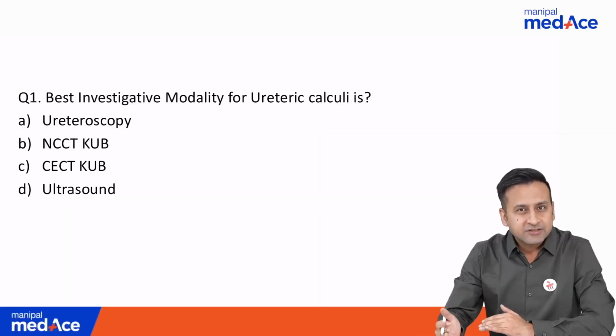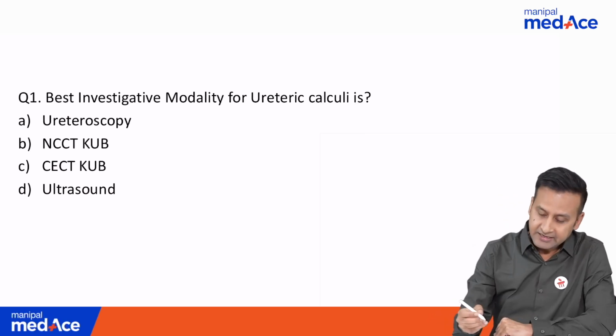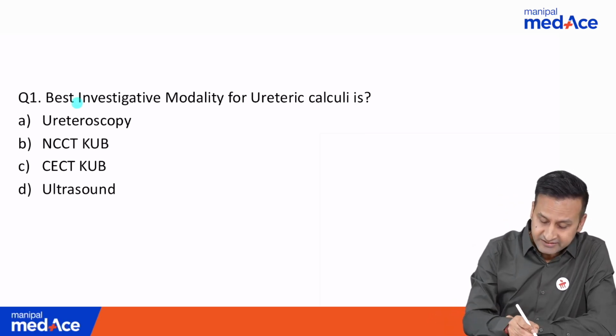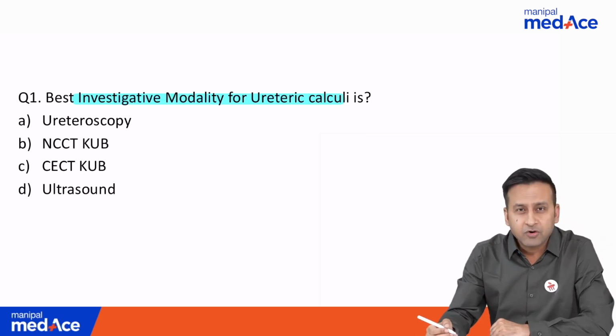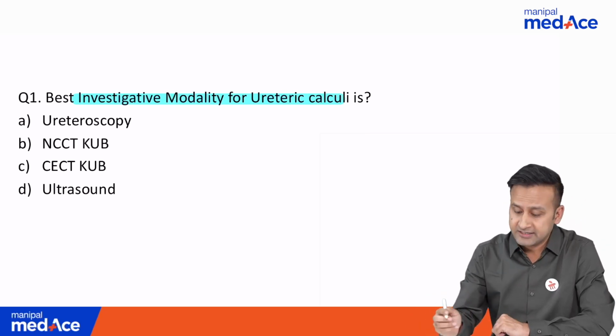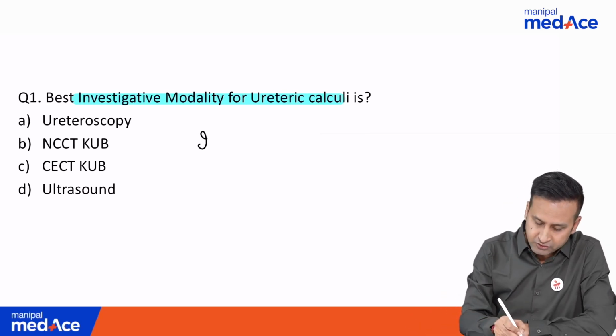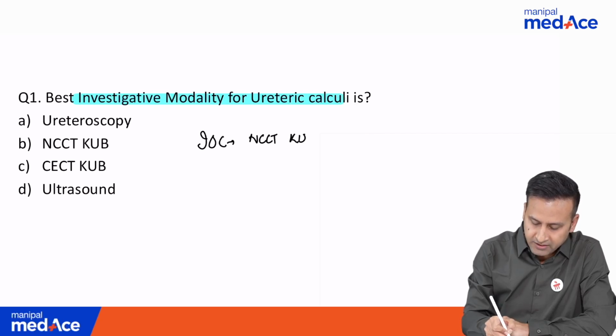So this first question is the easiest of them all. And we've been talking about this n number of times. The question was, the best investigative modality for ureteric calculi is. And we've talked about it before. For all sorts of urolithiasis, the investigation of choice has to be an NCCT KUB.